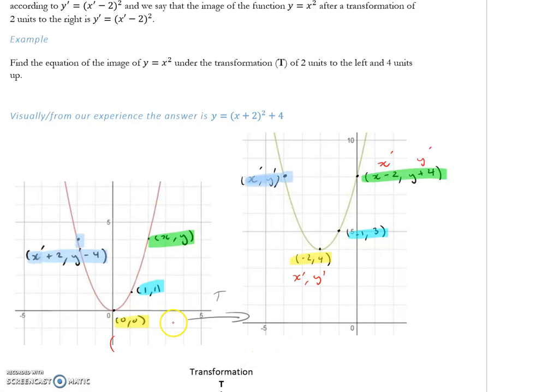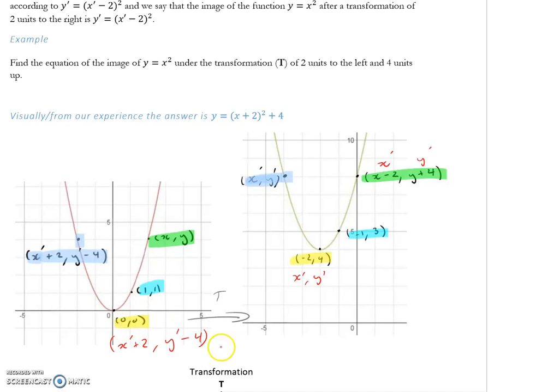So how do I get from negative 2 to 0? Well, I would have to add 2, so it would be x dash plus 2. And how do I get from 4 to 0? Well, I would have to subtract 4, so whatever my y dash value is, minus 4. So 4 minus 4 gives me 0, and negative 2 plus 2 gives me 0.